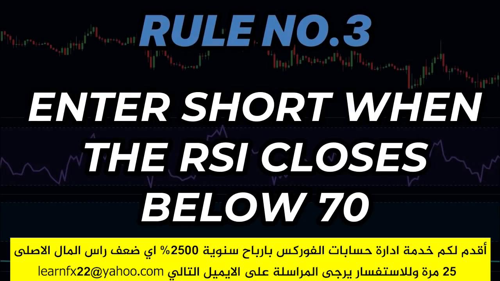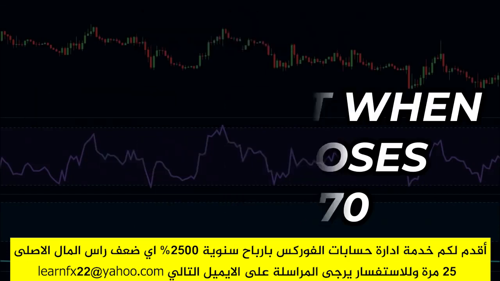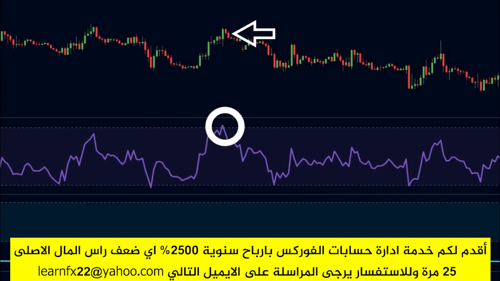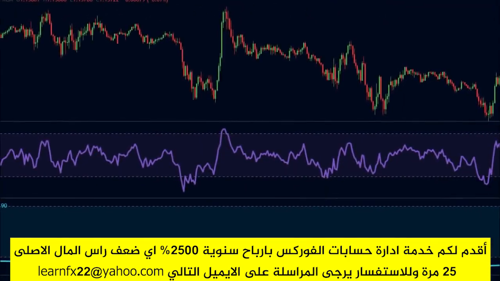Rule number 3. Enter short when the RSI closes below 70 level. We will enter the sell position when the RSI closes below the 70 level on the chart. Let's look at a trade example.